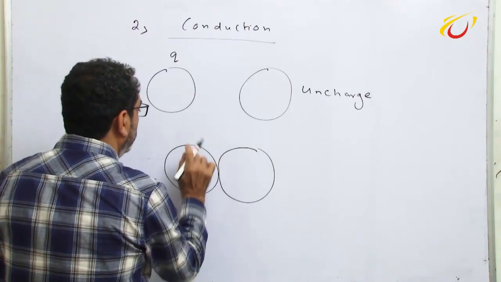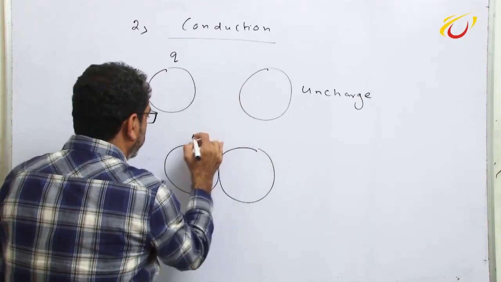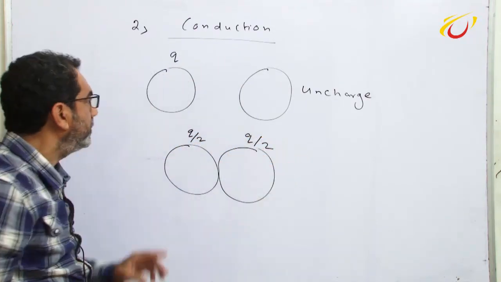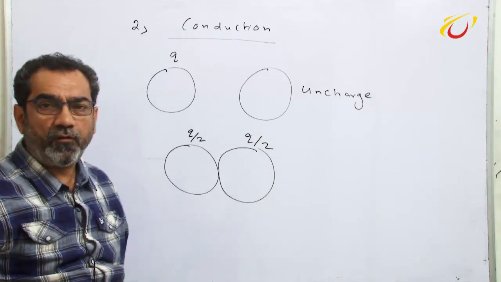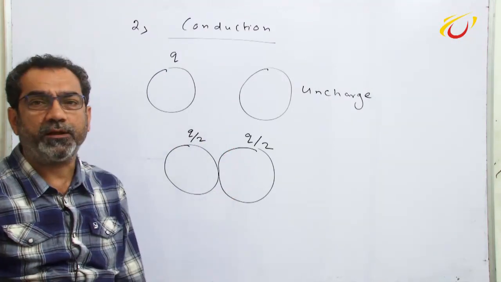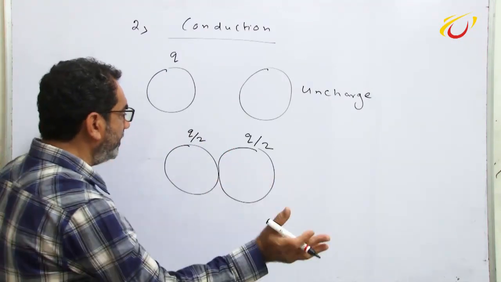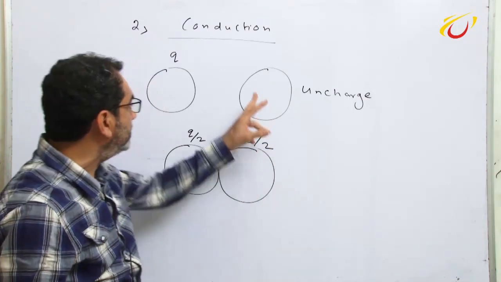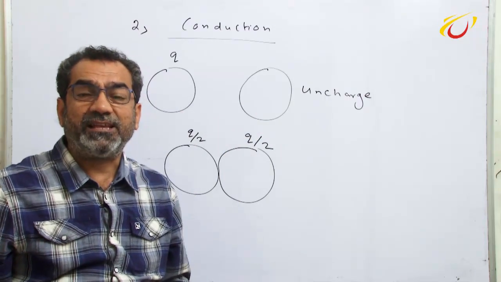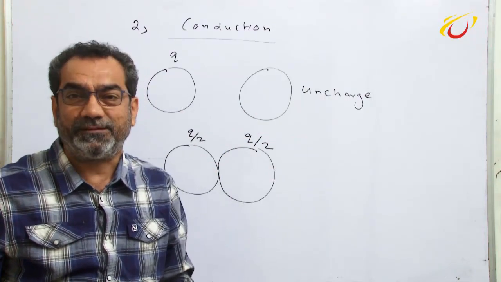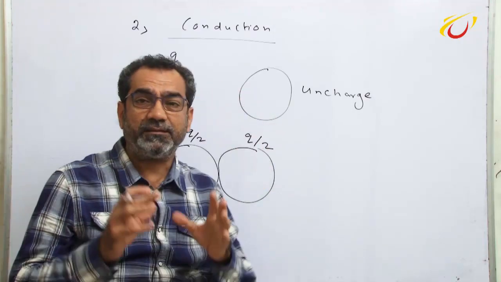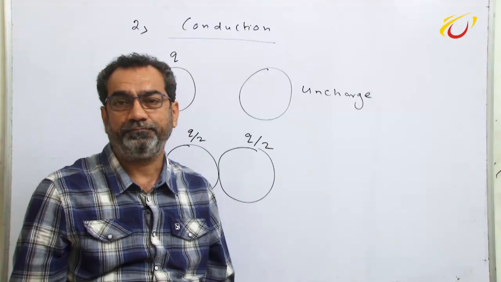What will happen? Exactly half of the charge will go here. There was Q coulomb. After just touching, this will become Q by 2 and this will become Q by 2. And when you separate them, both remain Q by 2, meaning this body also gets charged. Suppose you say, sir, the sizes are not considered? That will be seen in capacitors, of course the second part of electrostatics. Here we are assuming that the sizes of the bodies are the same.